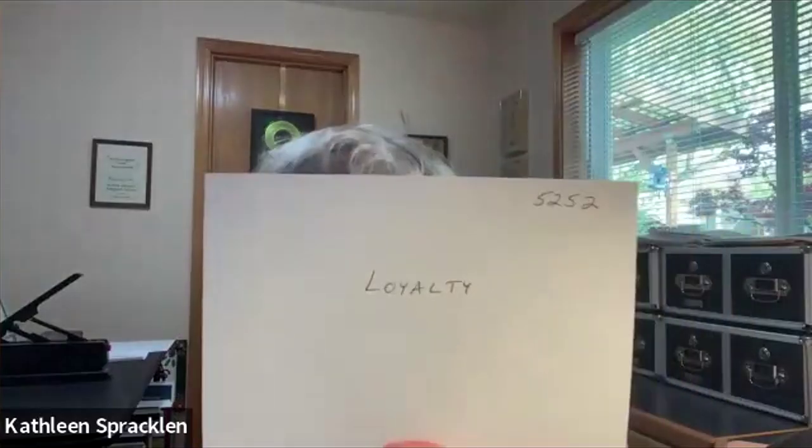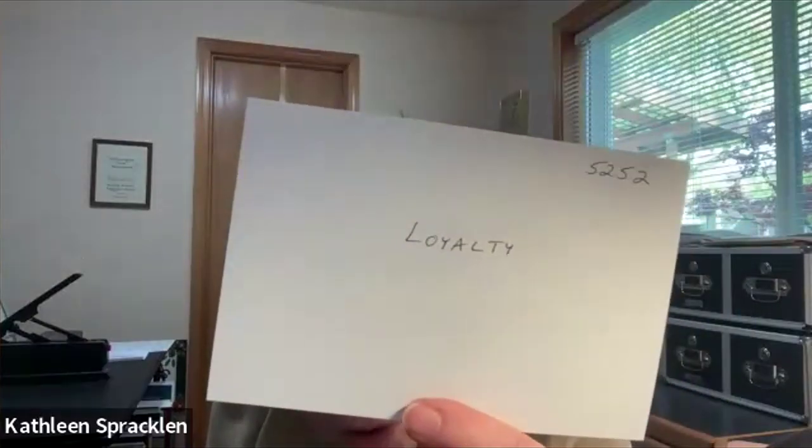So we're going to make a category card to launch everything that we're going to keep in our Zettelkasten on loyalty. It's really simple. It's just got 5252 in the corner and the word loyalty. This is just a marker card that starts off your section. Don't forget to index it. You've got to put that in your index so that you'll know where your loyalty section starts.